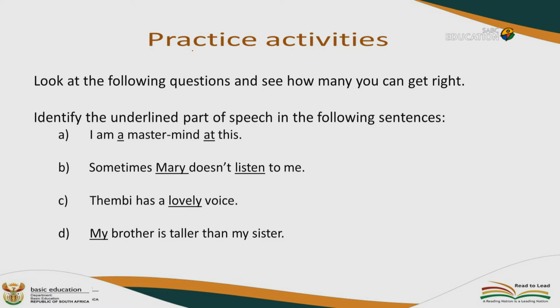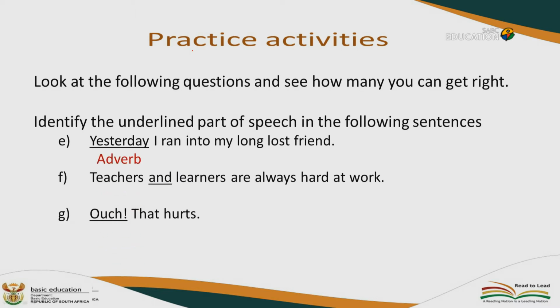Certain words have been underlined, and if we look at the responses, here they are. At is an article and a preposition. Marry and listen, a noun and a verb. Lovely is an adjective, and my is a pronoun. We will not do all of them.